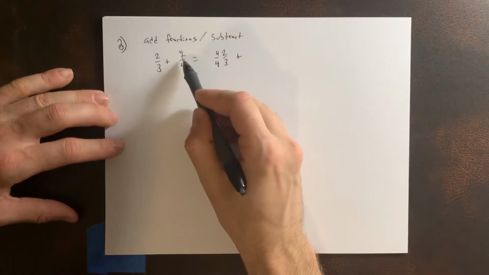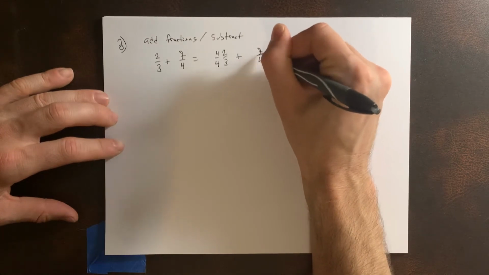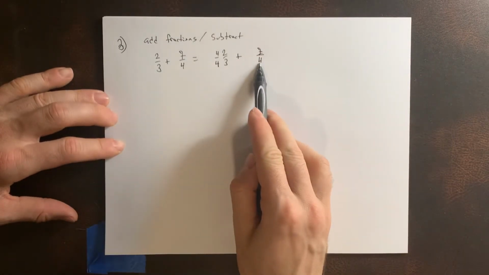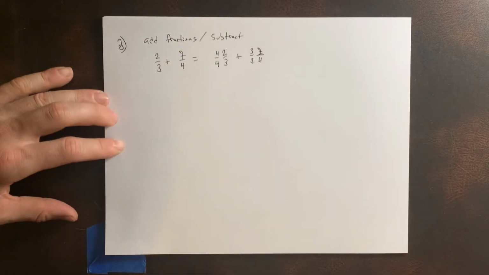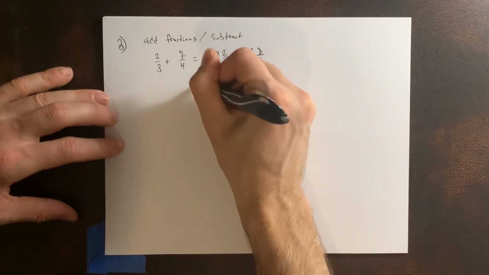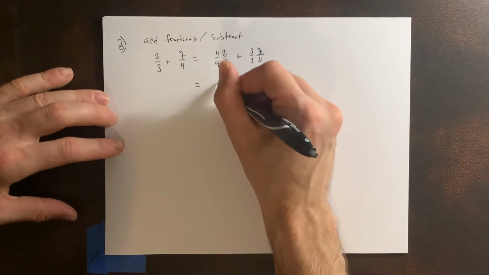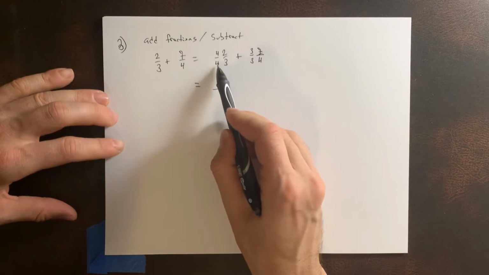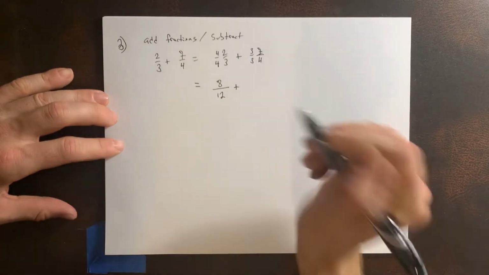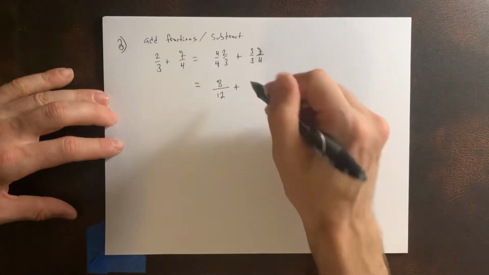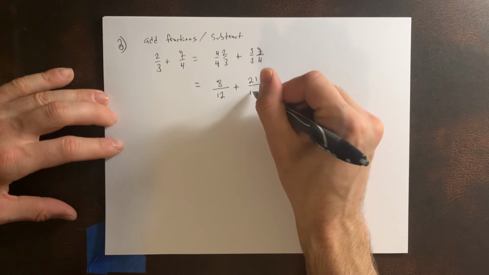Plus, then we have this one right here, 7 over 4. And then to make this one a 12, we're going to multiply a 3 on the bottom, but also a 3 on the top. So what we end up getting is, here is 4 times 2, which is 8. And 4 times 3, which is 12. Plus 3 times 7 is 21. 3 times 4 is 12.